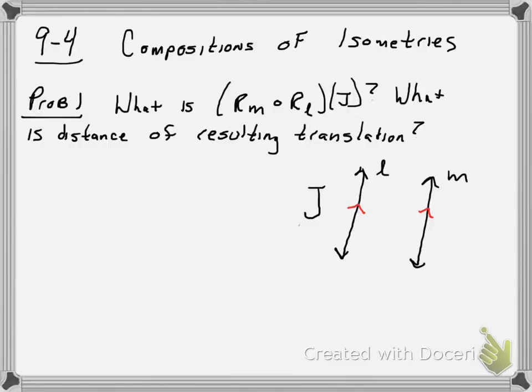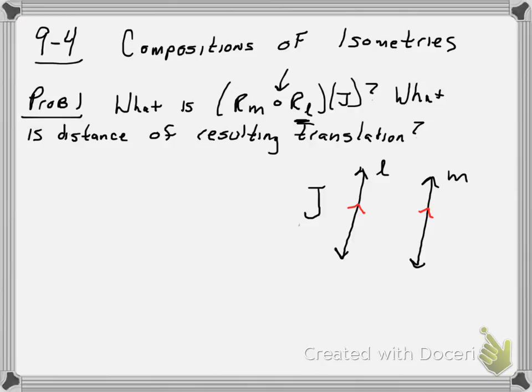9.4 is about the compositions of isometries. So what is the reflection of M following? Now this circle here means following a reflection of L. So really what you're doing is the second one first of J. What's the distance in resulting translation?